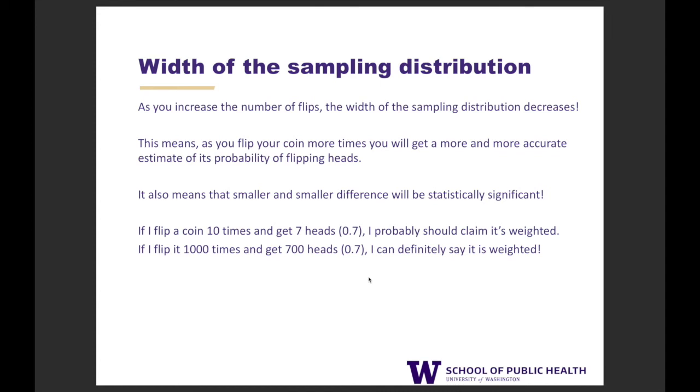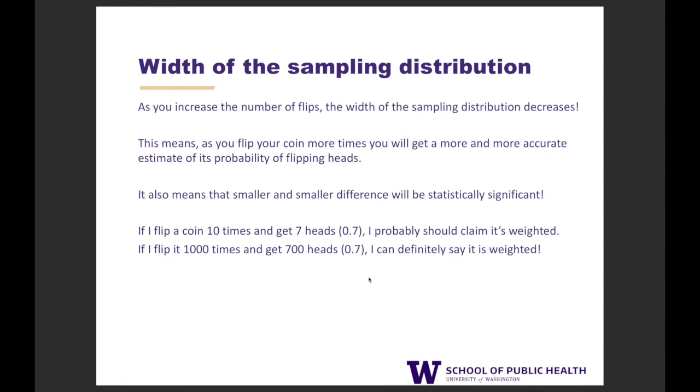Another thing that happens is if you are trying to identify if a coin is fair or if a coin is not fair and run a hypothesis test, in order to find statistical significance, smaller and smaller differences will actually give you statistical significance. So what do I mean by that? So if I have a coin and I flip it 10 times and I get 7 heads, I probably should not claim that it is a weighted coin, right?